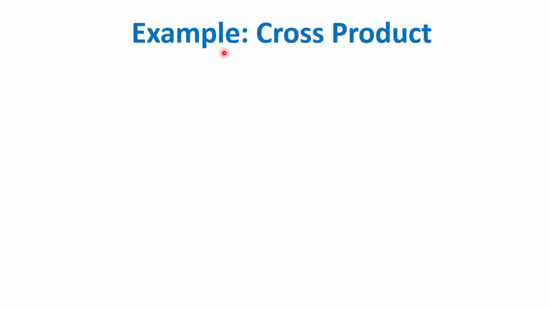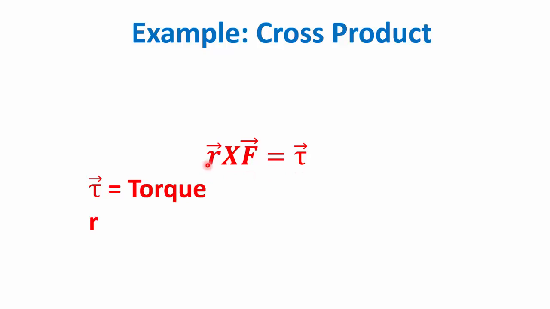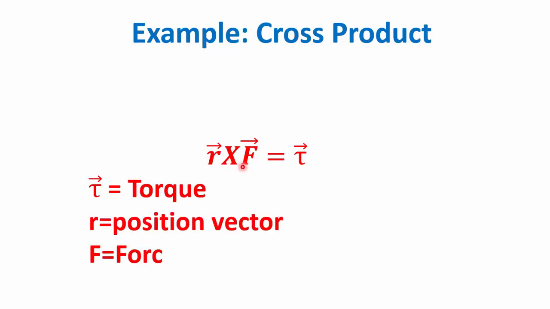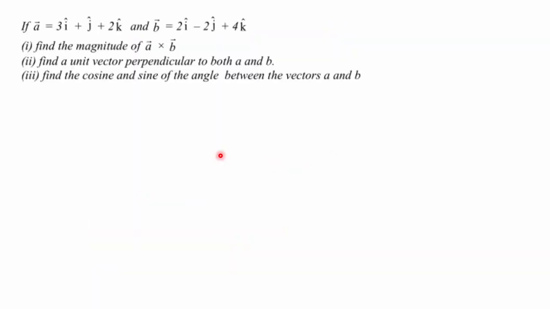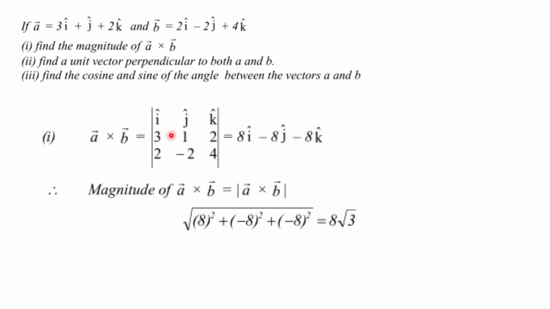Now if I have examples, we can have examples in physics of cross product. যেমন ধরো torque tau, where r cross f, r is the position vector, f is the force, will give you torque. এটাও কিন্তু an example of cross product. আমরা এবার একটা example দেখি on dot product and cross product.